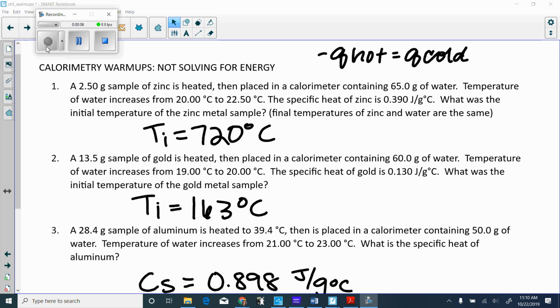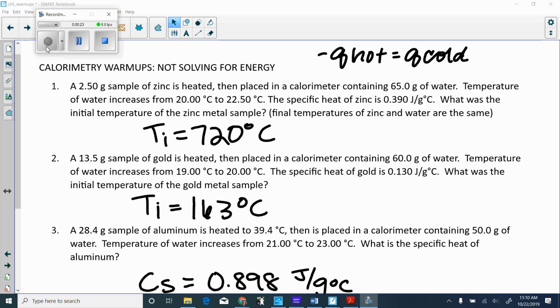Now we're mixing two things together, something hot and something cold. This is like red, blue, purple. So all the energy from the red is transferred to the blue, which means the red, the hot, has to be negative. And the blue, because it's gaining the heat energy, is going to be positive.